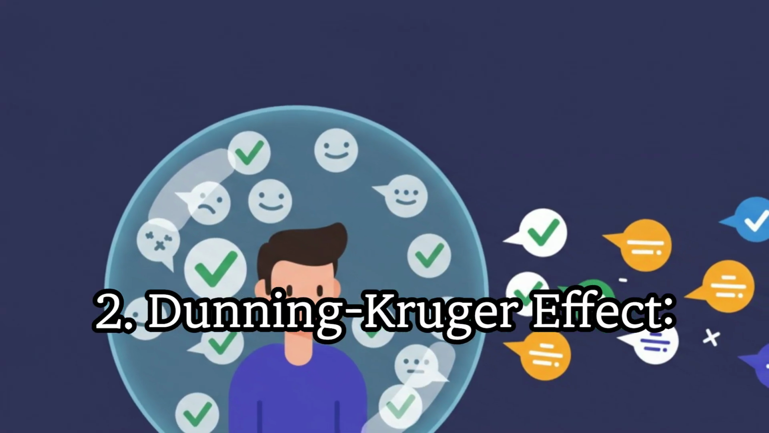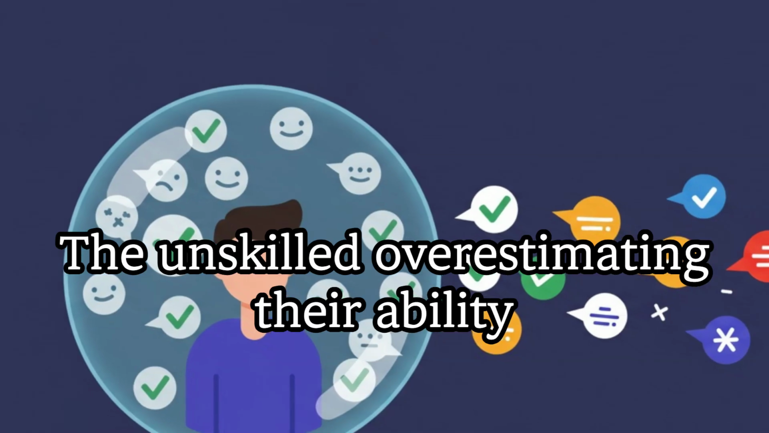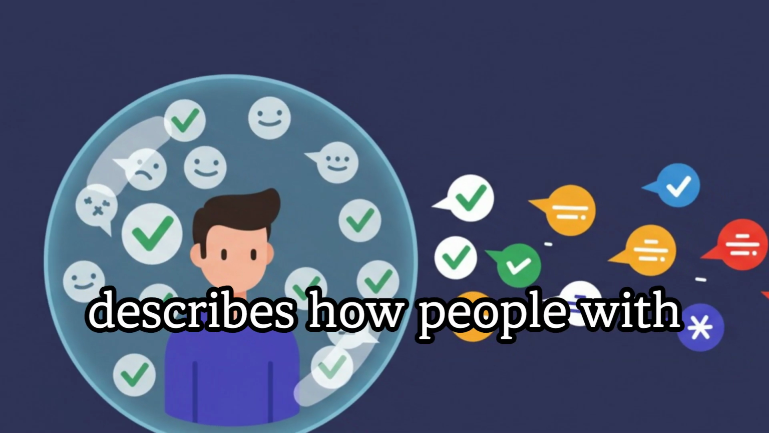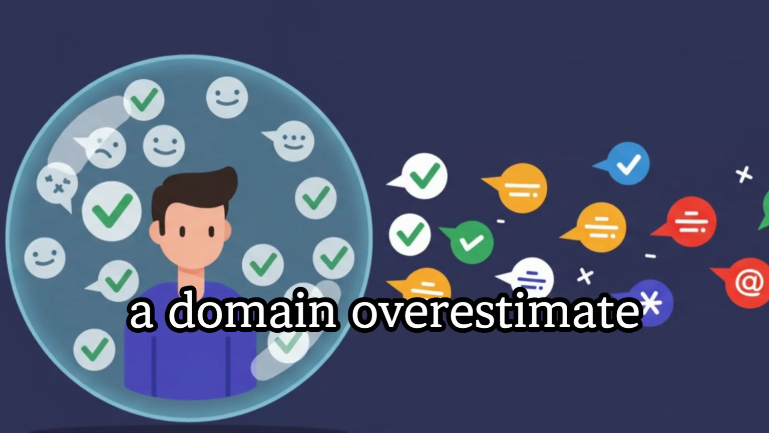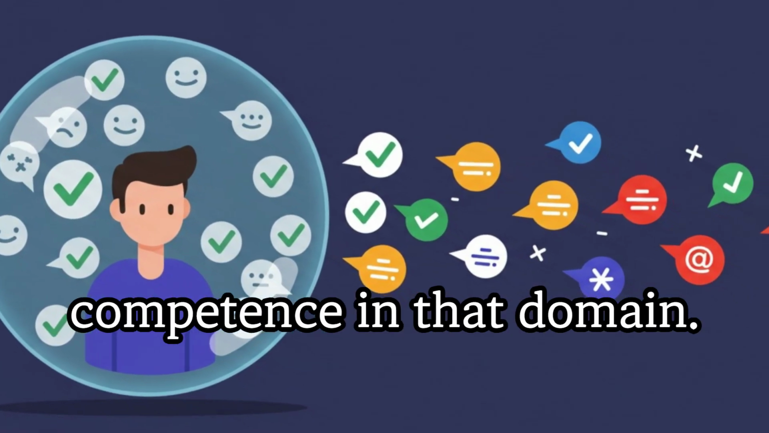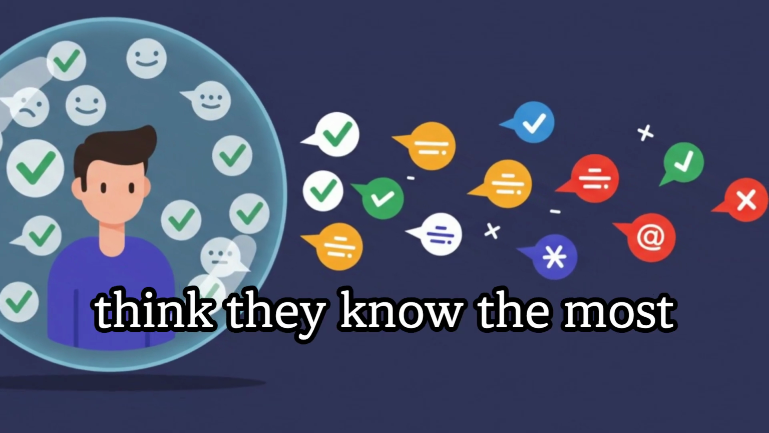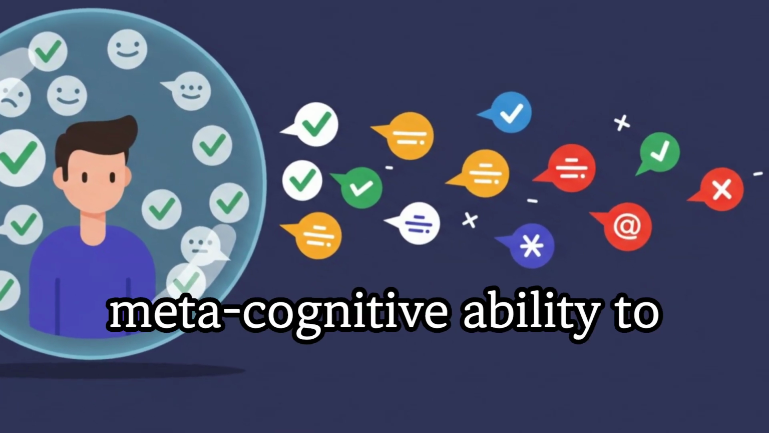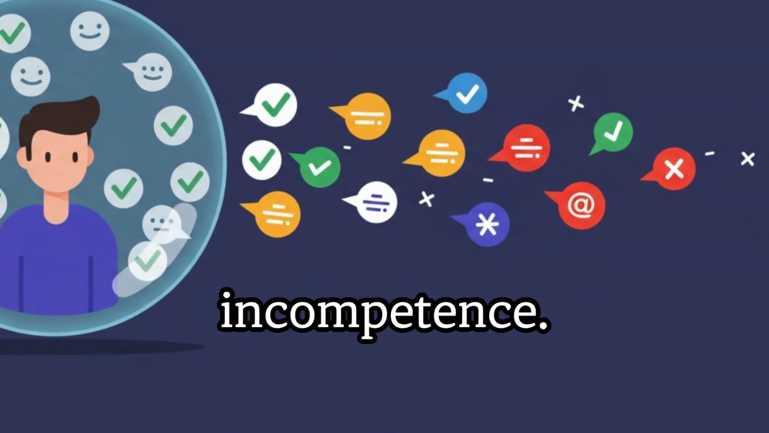Dunning-Kruger effect, the unskilled overestimating their ability. The Dunning-Kruger effect describes how people with limited knowledge or competence in a domain overestimate their own knowledge or competence in that domain. Those who know the least often think they know the most, because they lack the metacognitive ability to recognize their own incompetence.